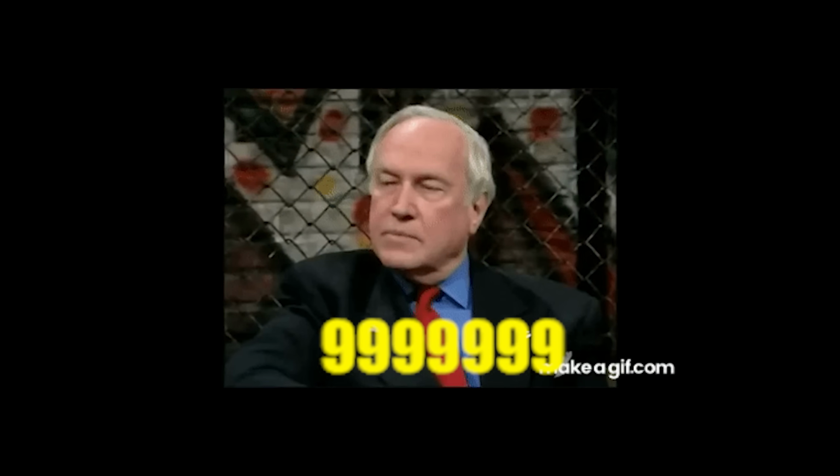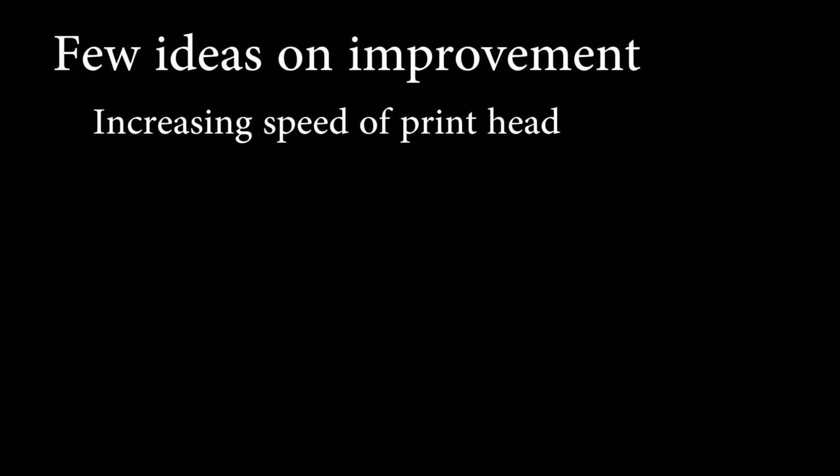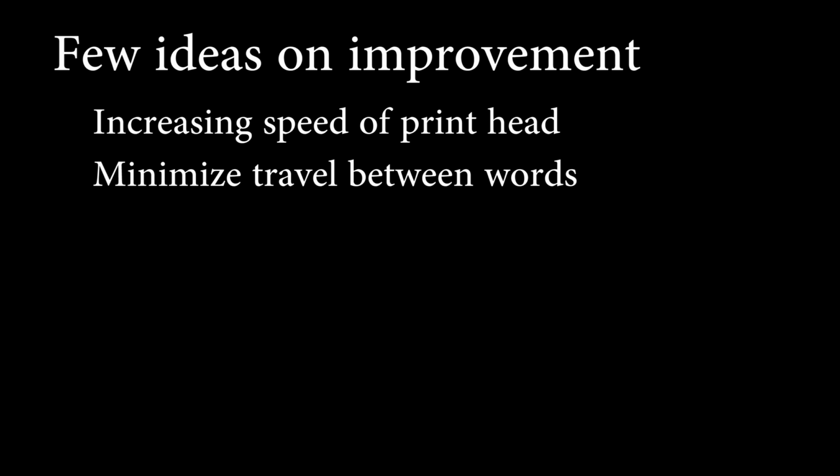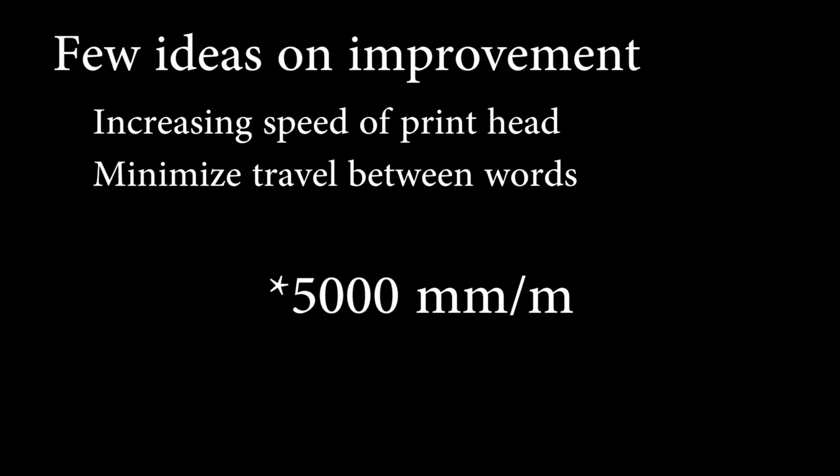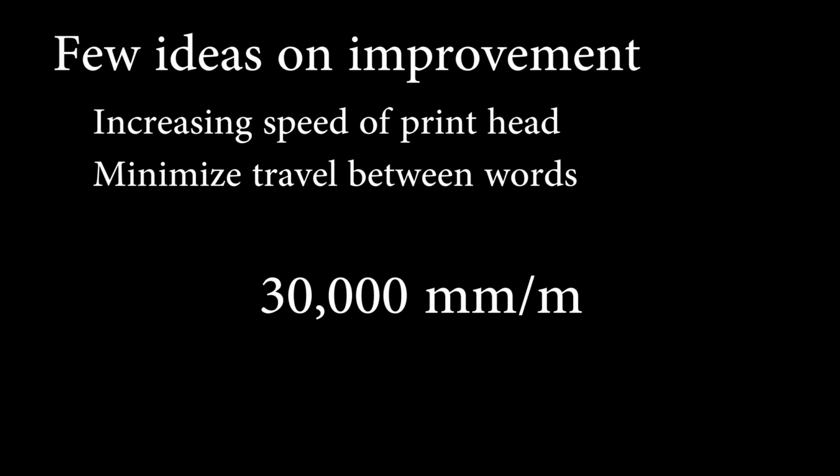As for the solver, it averaged about 50,000, which is insane and will completely destroy 99.999% of players. I have a few ideas on improvement, including increasing the speed of the print head, as well as minimizing travel time between words. I currently have it at 500 millimeters per minute, whereas 30,000 is the max. I tried increasing it to 750, but the stylus started slipping and it wasn't registering and it just had a whole slew of issues.